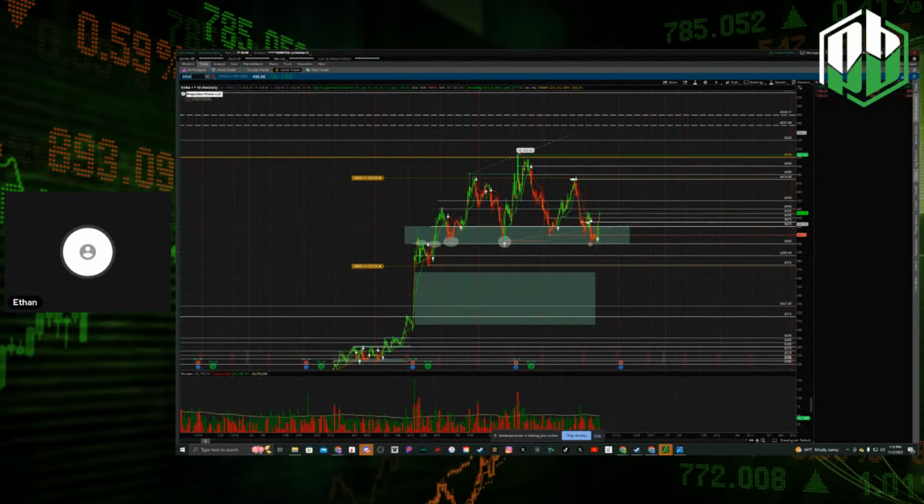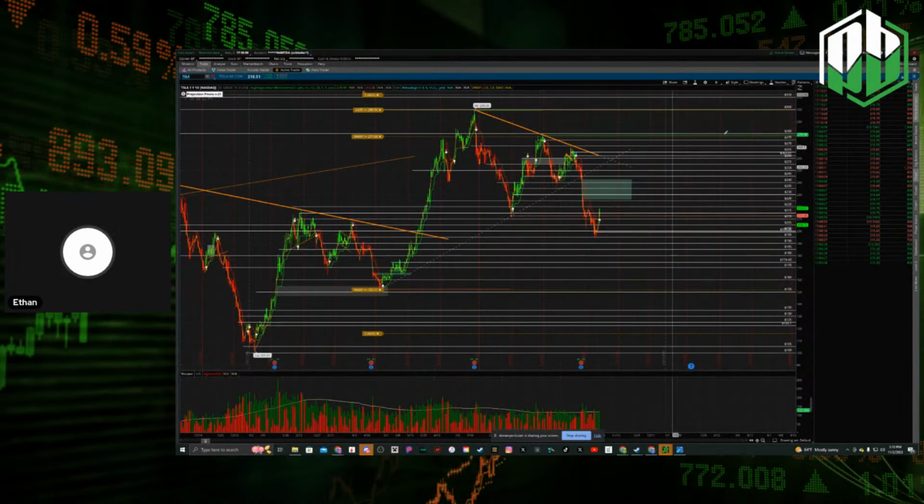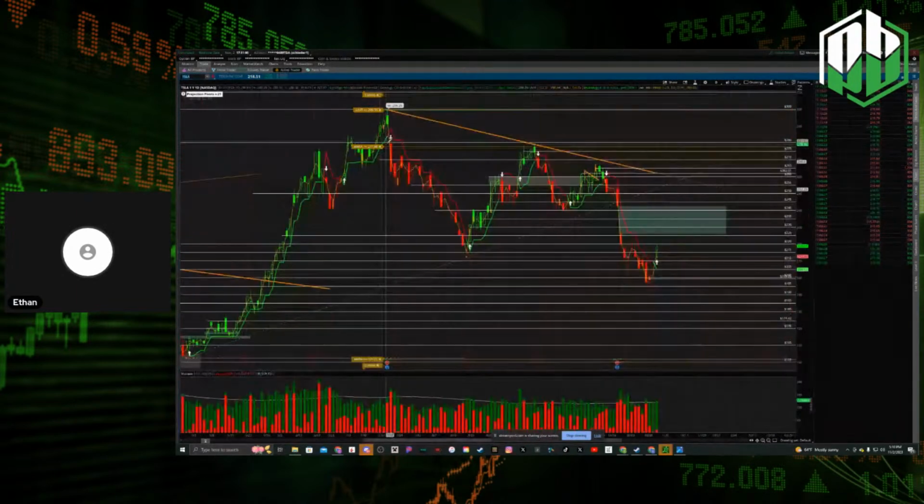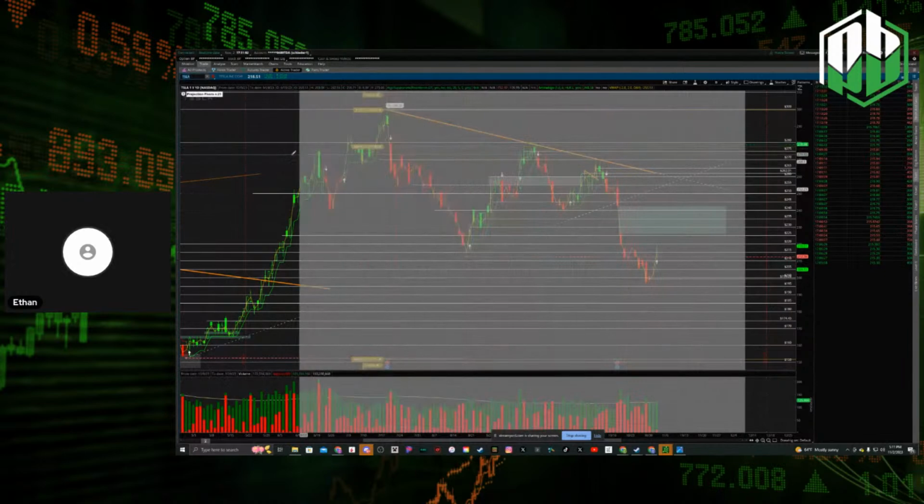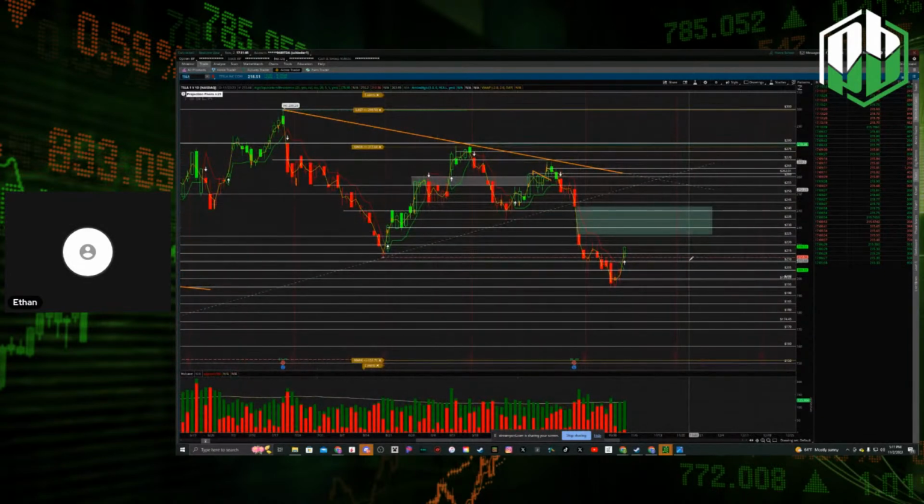I think that's pretty straightforward on support and resistance. I know it's a little quick, but it's a simple concept, and if you don't understand it and don't know how to use it, it's going to be detrimental to your trading.